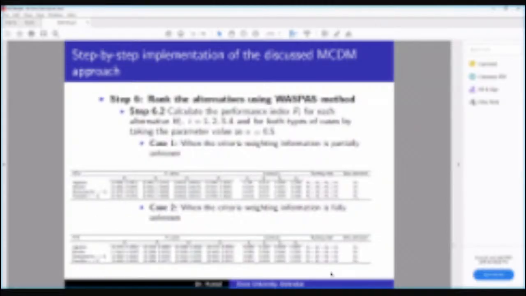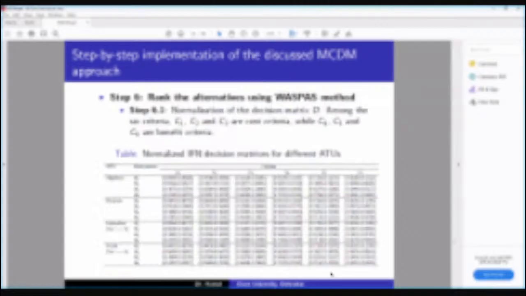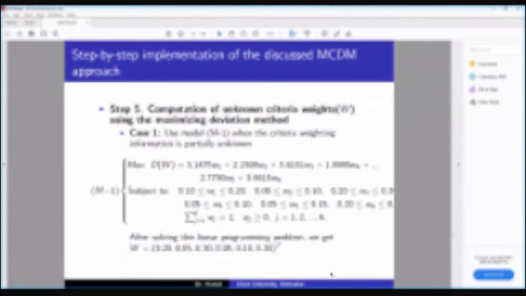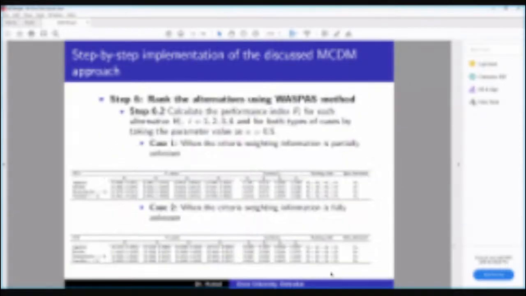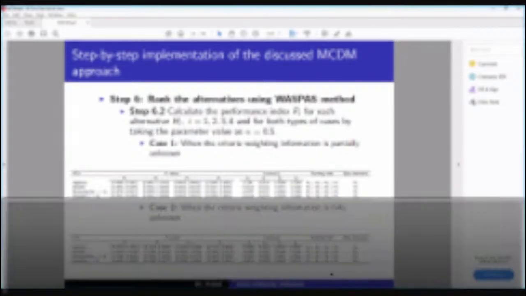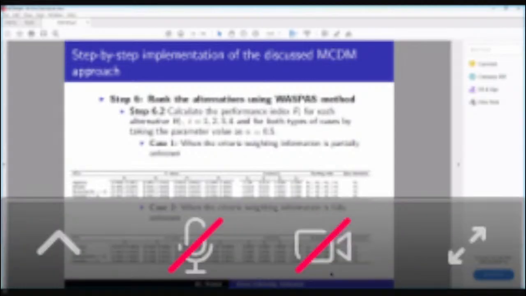Then we will rank the alternatives. For ranking the alternatives, we have two cases: either the information is fully unknown or partially unknown. If partially unknown, then we will use these weights for the criteria. And if the information is fully unknown, then we will use these weights. So ultimately, for case one, when the information is partially known, we will combine all this information in a single matrix, and then we get these PI values associated with the four alternatives.